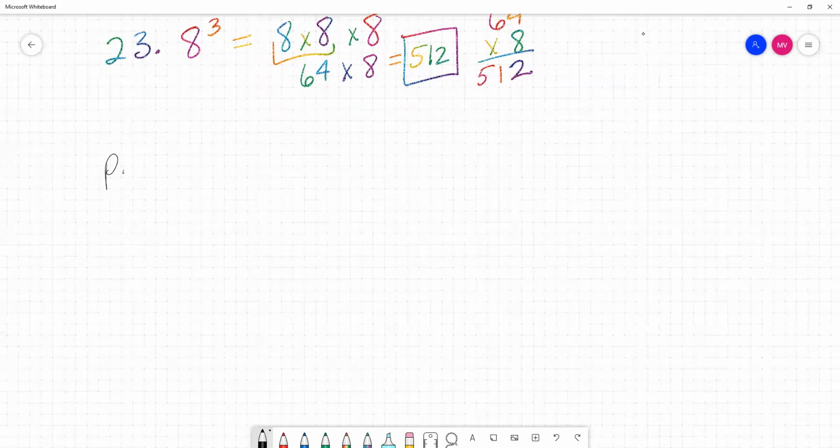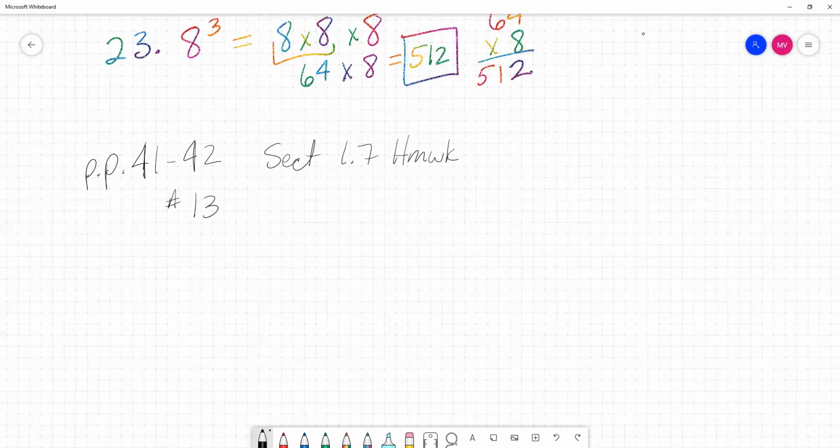All right, so this is page 41 and 42, section 1.7 homework questions. So we're going to do numbers 14 through 40 even. All right, we'll see how far we get.